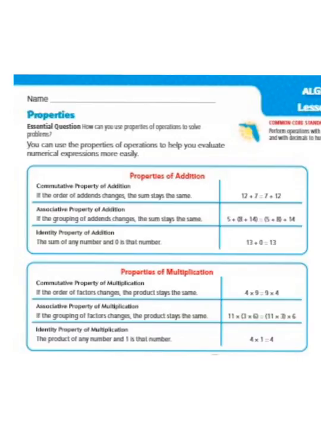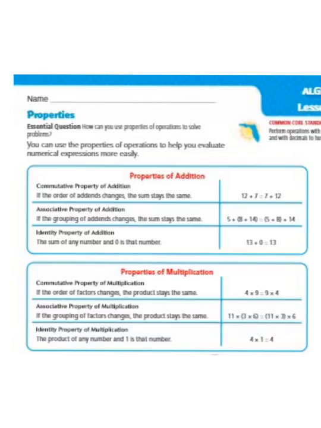First, there is the commutative property of addition, which states if the order of addends changes, the sum stays the same. For example, if we have 12 plus 7, that's going to equal the same sum as 7 plus 12.